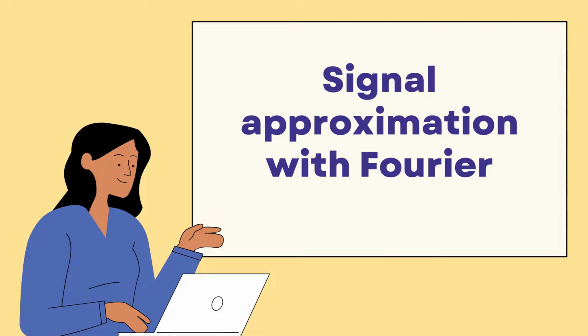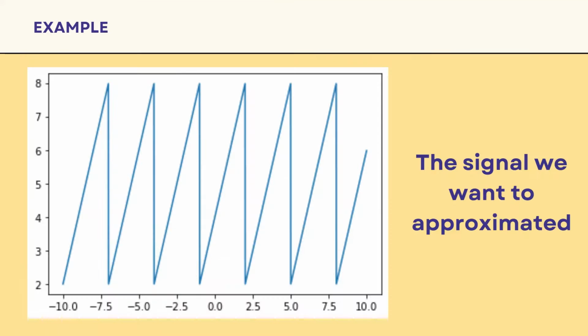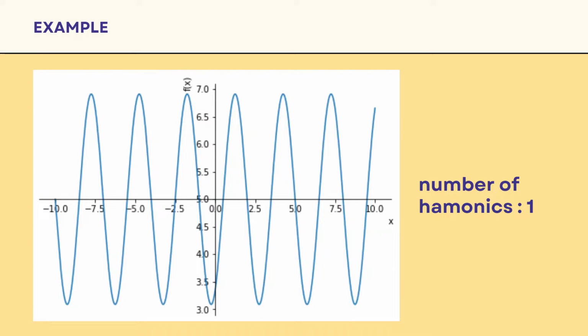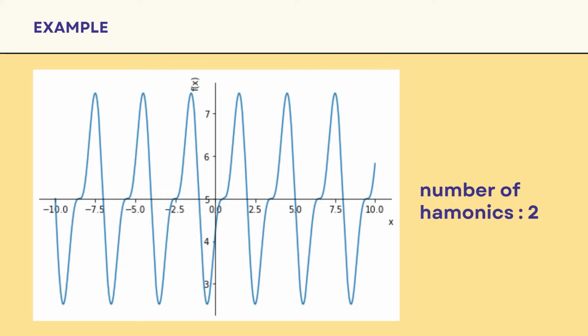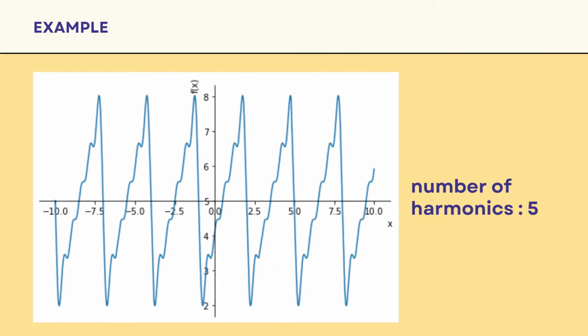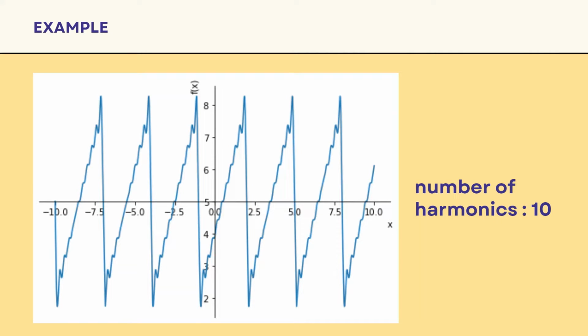We can take an example. For example, this sawtooth signal. We are going to approximate it with the Fourier series. With only the first harmonic, we get this signal. And with the first two harmonics, we get this signal. And so on for 3, 5, 10, and 50 harmonics.